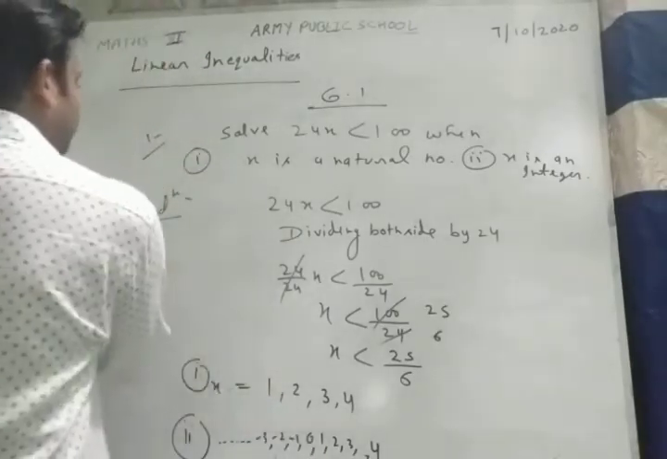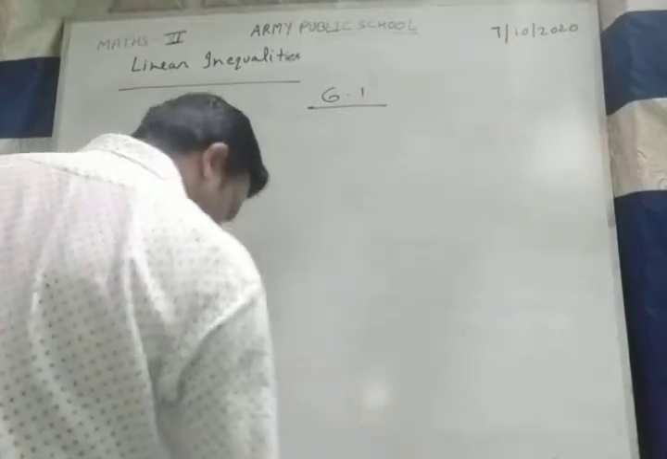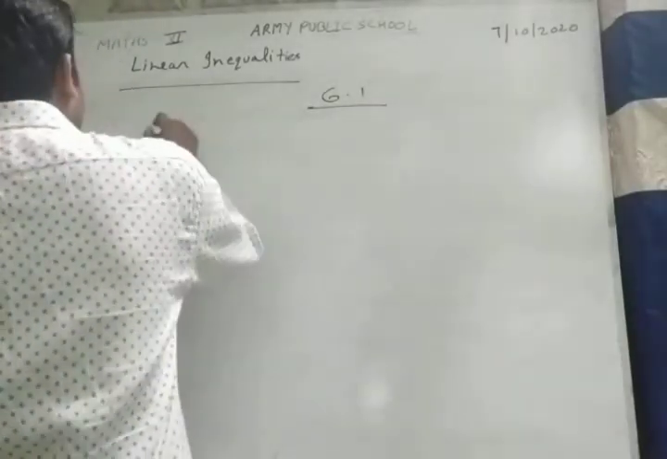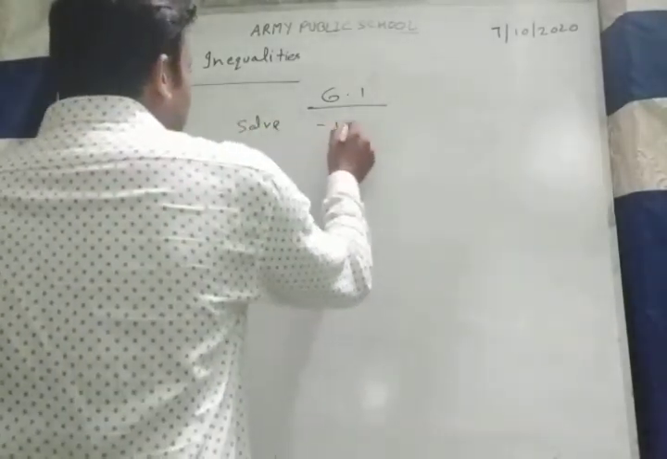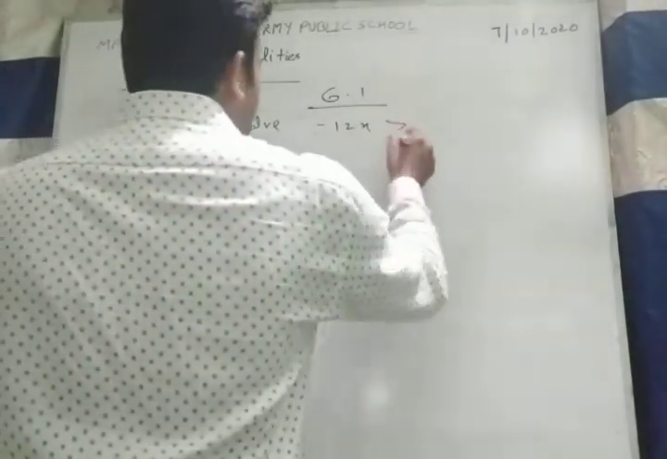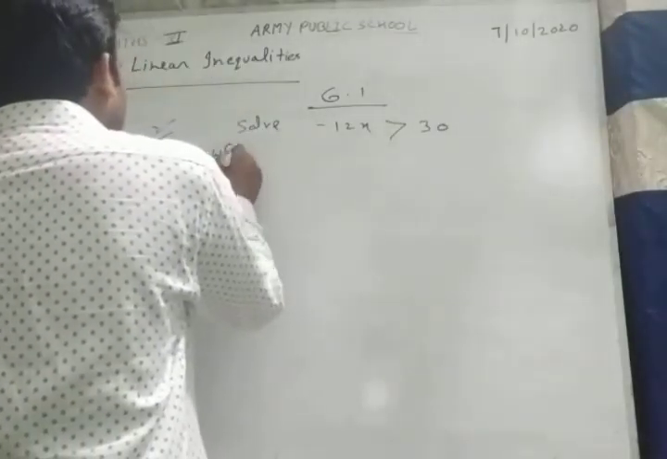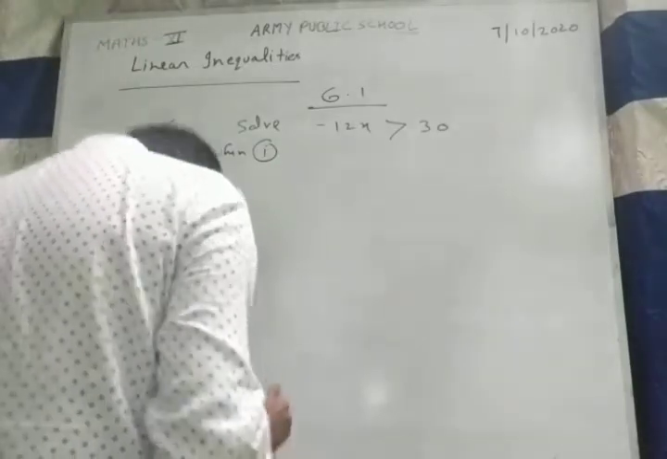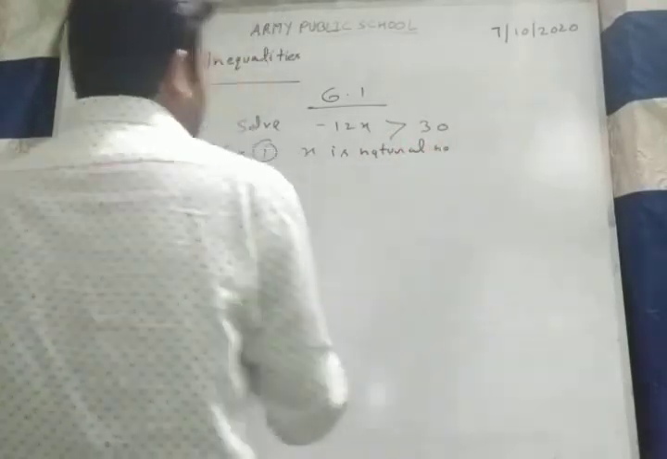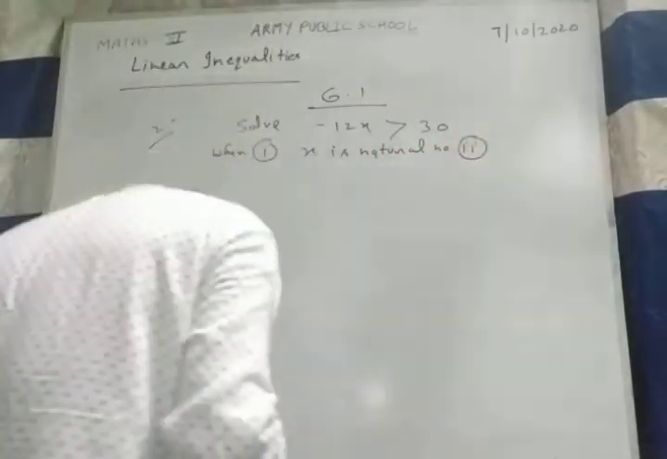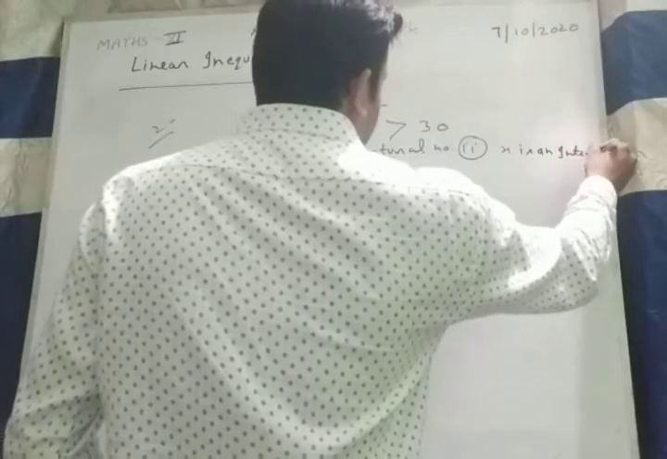Next question. Solve minus 12x is greater than 30 when x is a natural number, and second part, x is an integer. The same thing.